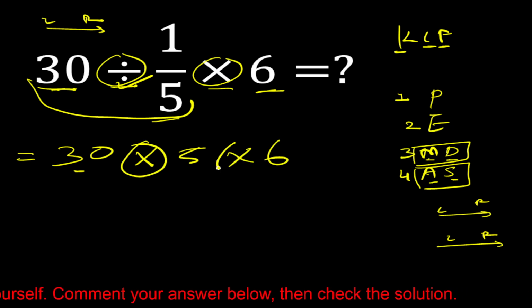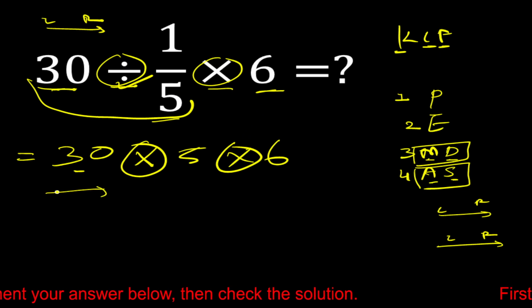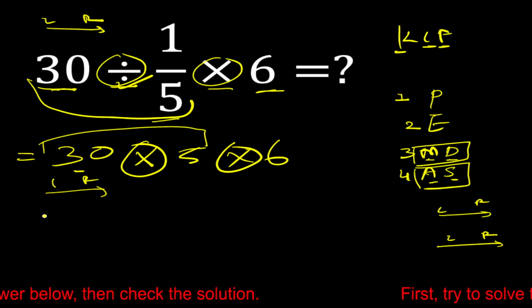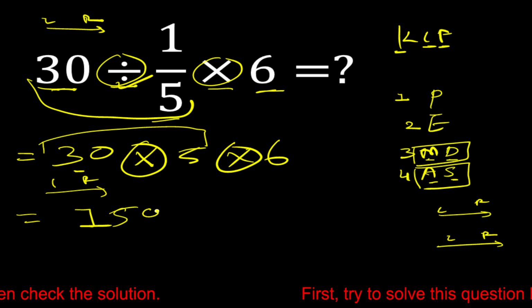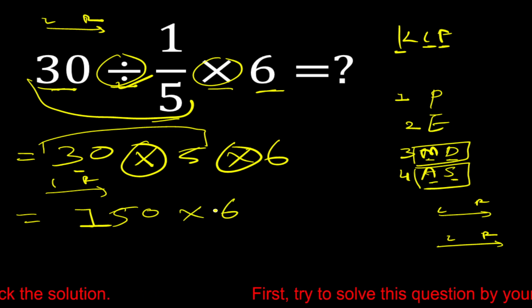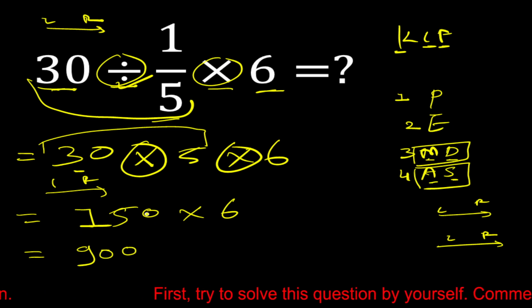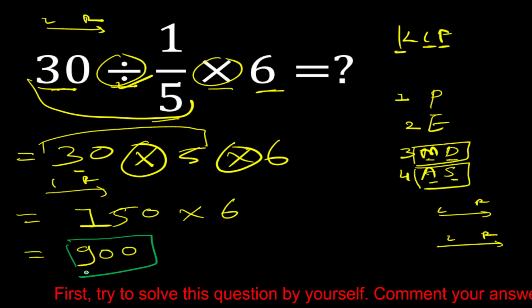Now here is multiplication and here is multiplication, both have equal priority, so we have to solve it from left to right. So first we have to solve this part. Okay, so 30 multiply 5 is equal to 150. Multiply 6. Now 150 multiply 6 is equal to 900. Okay, so the correct answer is 900.